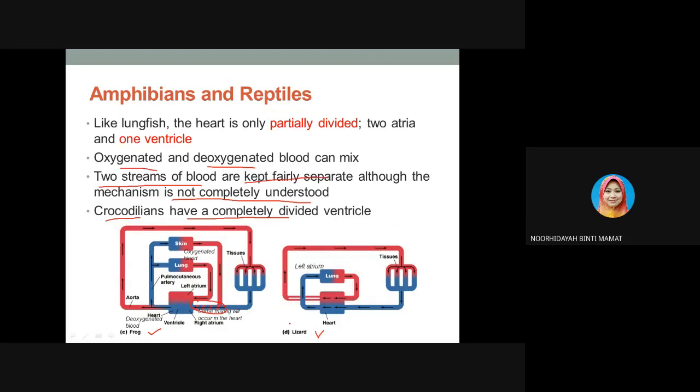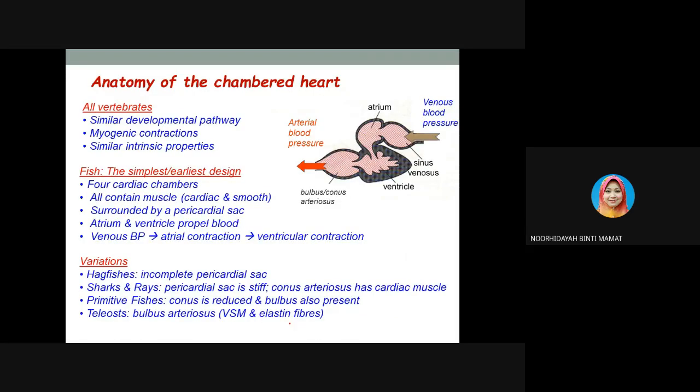Okay, so we move to the anatomy of the chambered heart. All vertebrates have a similar developmental pathway. They also have myogenic contractions, which we will study in the next topic. All the vertebrates have similar intrinsic properties of the chambered heart.